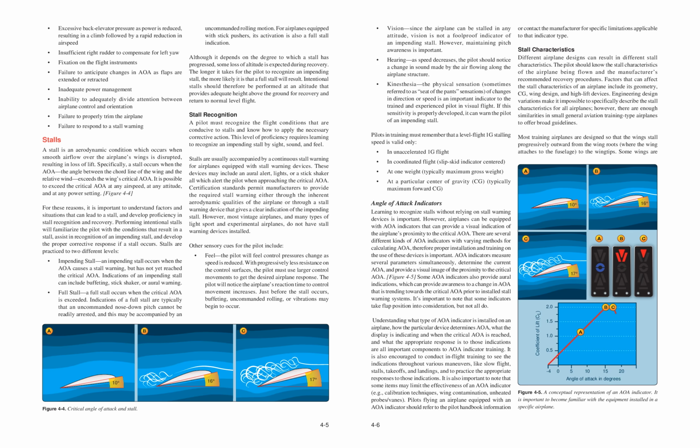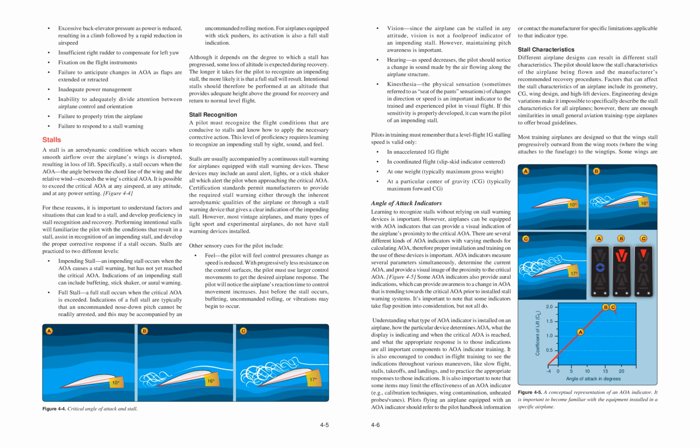Stall recognition. A pilot must recognize the flight conditions that are conducive to stalls and know how to apply the necessary corrective action. This level of proficiency requires learning to recognize an impending stall by sight, sound, and feel. Stalls are usually accompanied by a continuous stall warning for airplanes equipped with stall warning devices. These devices may include an oral alert, lights, or a stick shaker, all which alert the pilot when approaching the critical AOA. Certification standards permit manufacturers to provide the required stall warning either through the inherent aerodynamic qualities of the airplane or through a stall warning device that gives a clear indication of the impending stall.